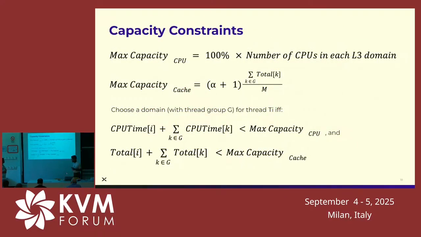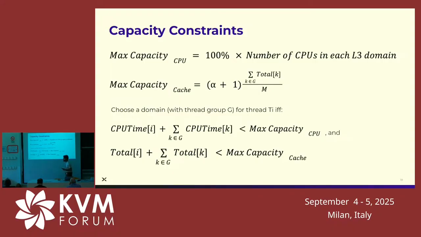So because there are two problems, we came up with two constraints to fix them. The first is CPU. To fix the CPU part, we have defined a maximum capacity based on CPU. This is per L3 domain, and this is basically 100% number of CPUs in each L3 domain. It was fairly simple to find this maximum capacity, but for cache, we do not know for sure, right?